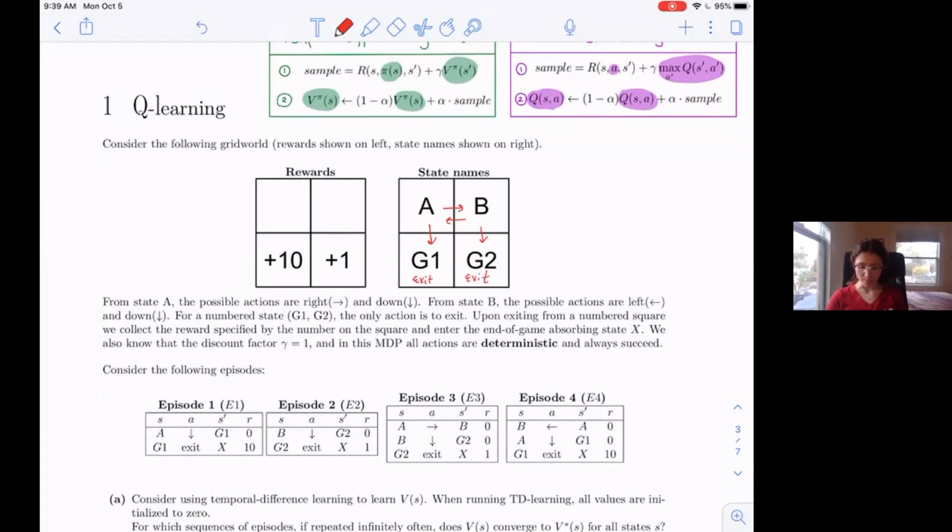Upon exiting a numbered square, we collect the rewards specified by the number on the square and enter the end of game absorbing state X. We also know that the discount factor gamma is equal to 1. And in this MDP, all actions are deterministic and always succeed. So all that means is that there's no distribution over the likelihood of us getting to the next state. We know that when we apply, for example, the right action from state A, we will always get to state B. There's no probability of us accidentally getting to G1 or some other state.